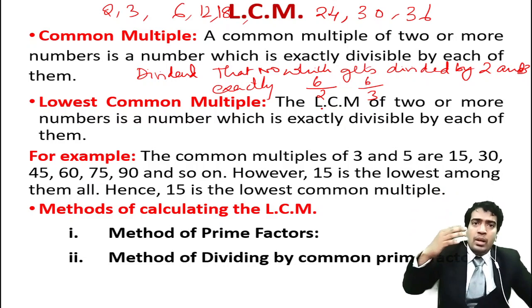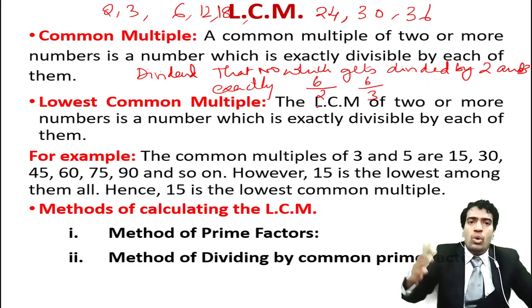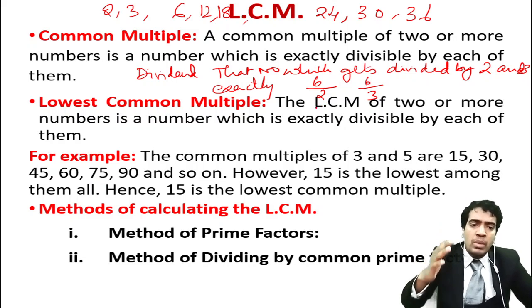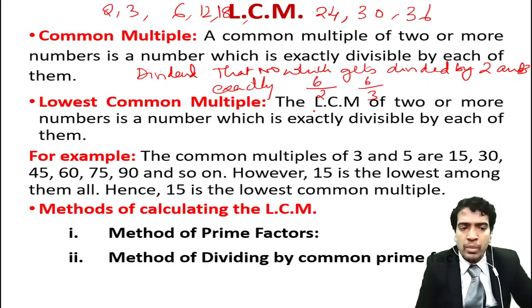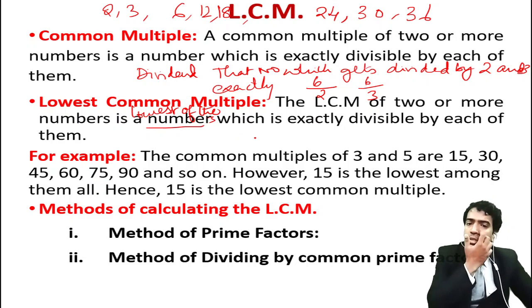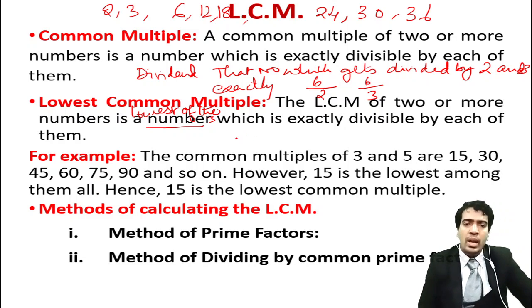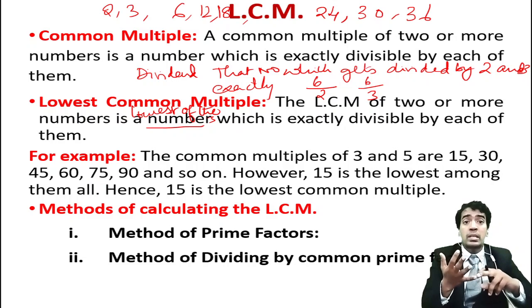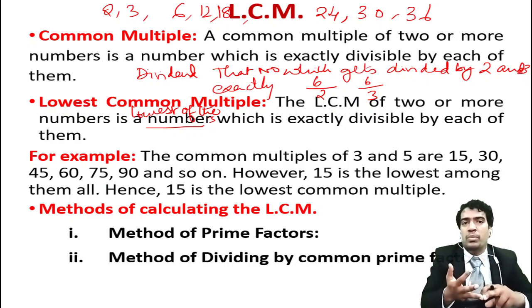So we understood the concept of common multiple. Then what is the lowest common multiple? The lowest common multiple of two or more numbers is the lowest of the numbers which is exactly divisible by each of them. So it should be a common multiple and it is the least such common multiple.